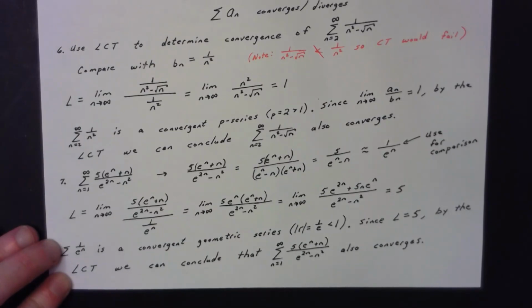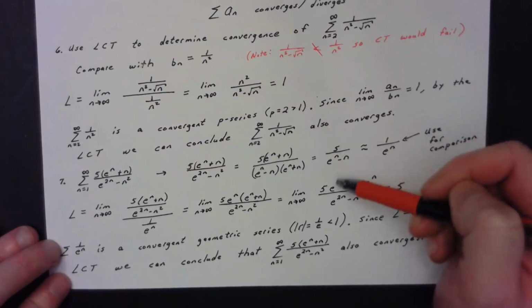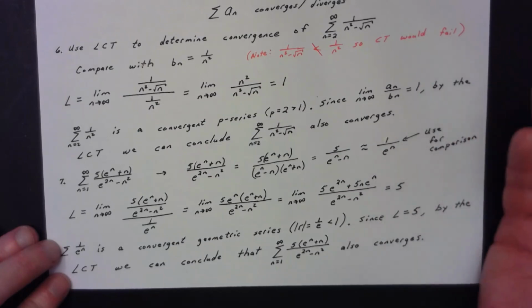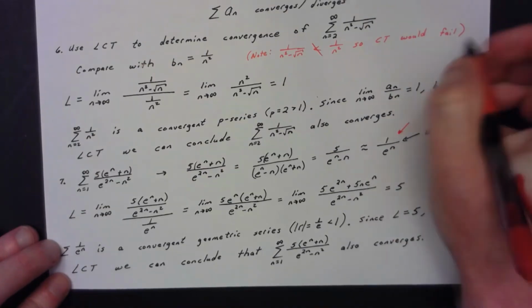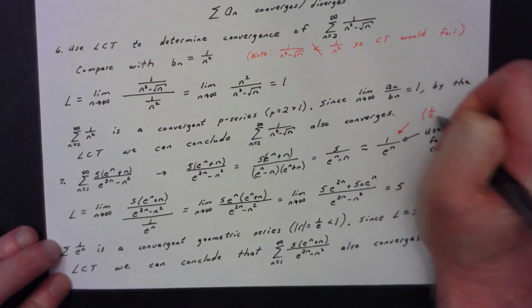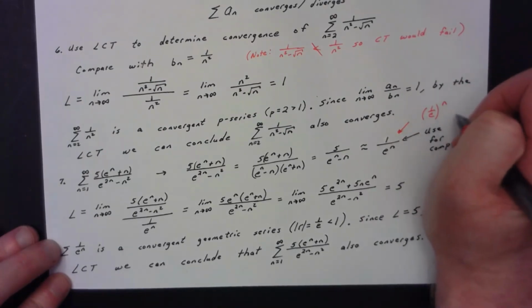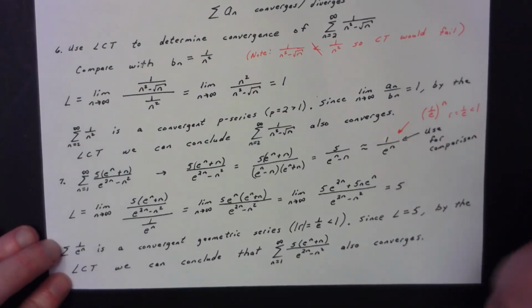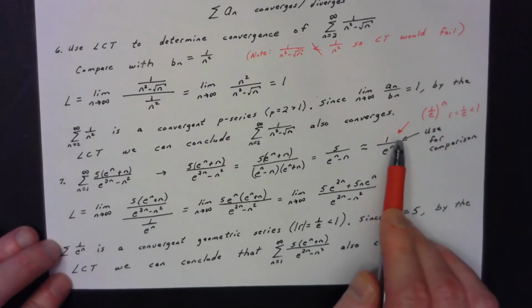Now, I went ahead and just compared. I could have left the 5 in the numerator, but all I was thinking is that this is a constant over an exponential function, and I needed to write this as some easy geometric series. Well, I knew if I wrote it as 1 over e to the n, then this is the geometric series 1 over e to the n power. And what do I know about that? Well, r is equal to 1 over e, which is less than 1, so that's going to be a convergent geometric series.